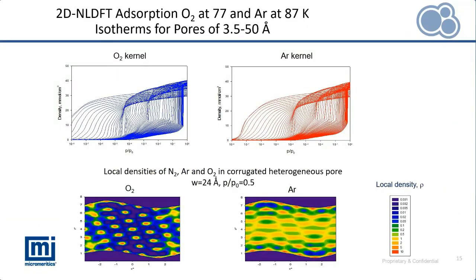This slide shows some modeling details of adsorption of oxygen and argon. So we have the kernel of oxygen and argon. They are quite similar. Of course, the temperature is different for both isotherms. Now, it is interesting to observe the density profiles, the local density profiles for both gases.